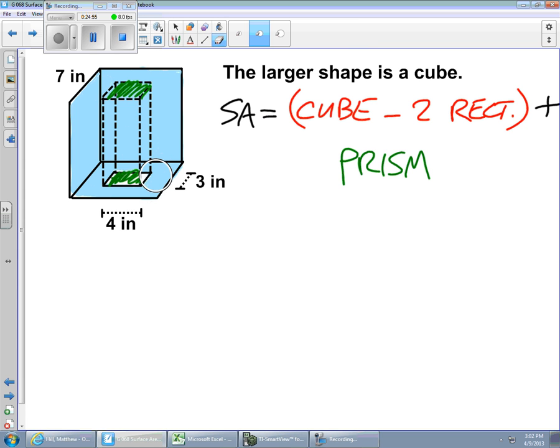So instead of adding on an entire rectangular prism, what we're going to say is, I'm only going to add on the lateral area of the prism, because it doesn't actually have any bases. Those little rectangles on the top and the bottom are missing. That's open air going inside of that cube.